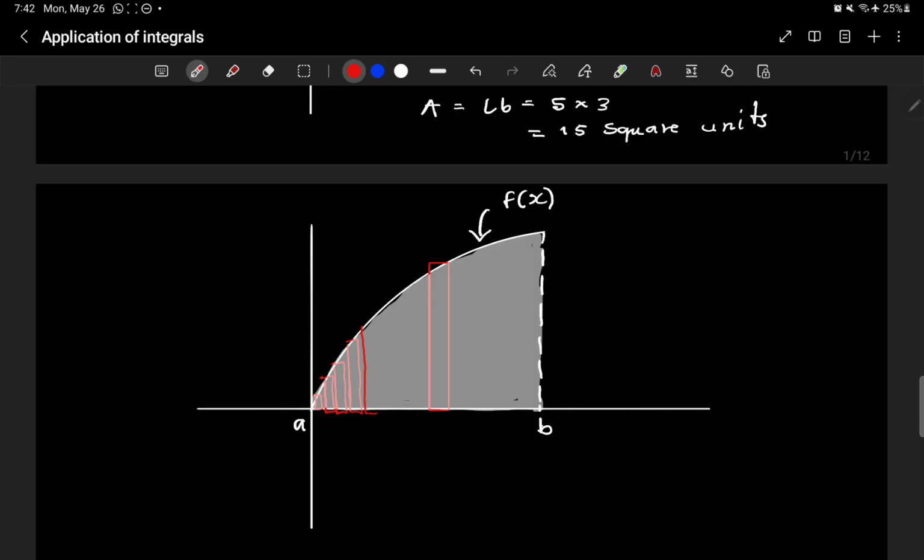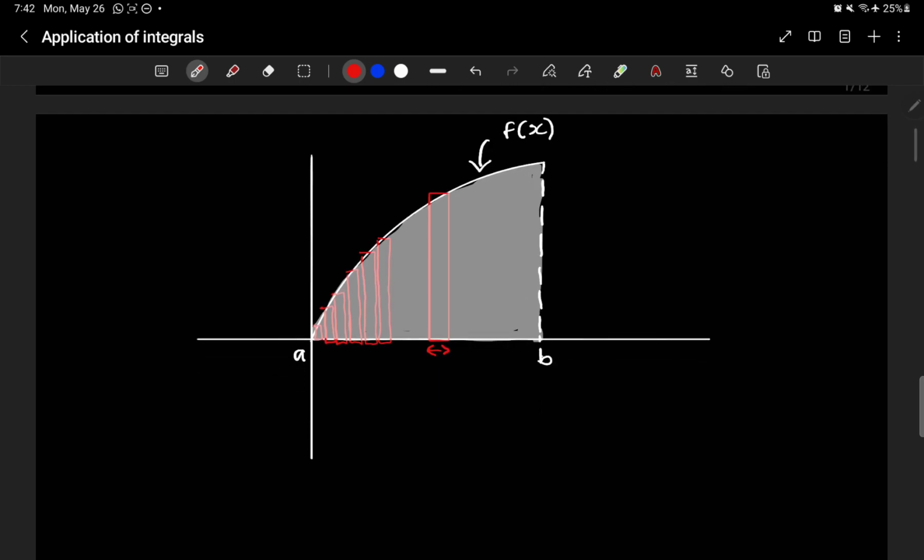So if this was made of tiny rectangles, spanning all the way from x equals a to x equals b, we can find the area of each one of those rectangles, because for a rectangle, all we have to do is multiply the thickness of each one by its own height. That will give us the area of that small section.